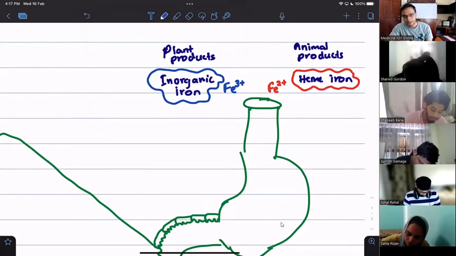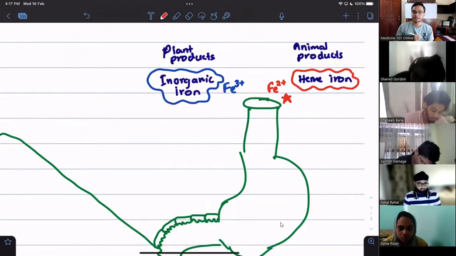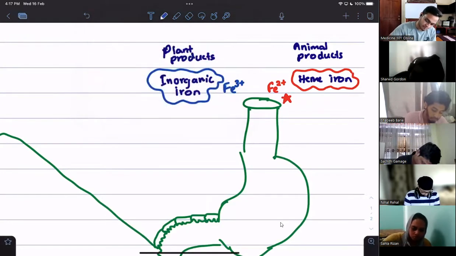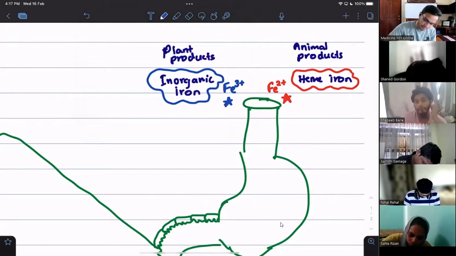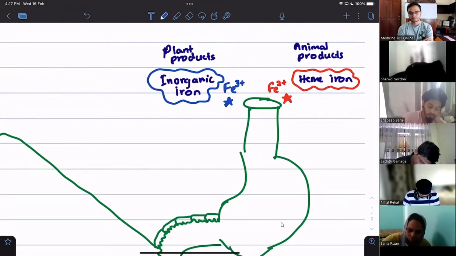Now, throughout this pathophysio part, we are going to use these two colors. Whenever I want to represent the ferrous iron or the heme iron, I'm going to use a red star, a red star like this. Whenever I want to use the ferric iron, plant-based, I'm going to use a blue star. This is how we're going to do it.